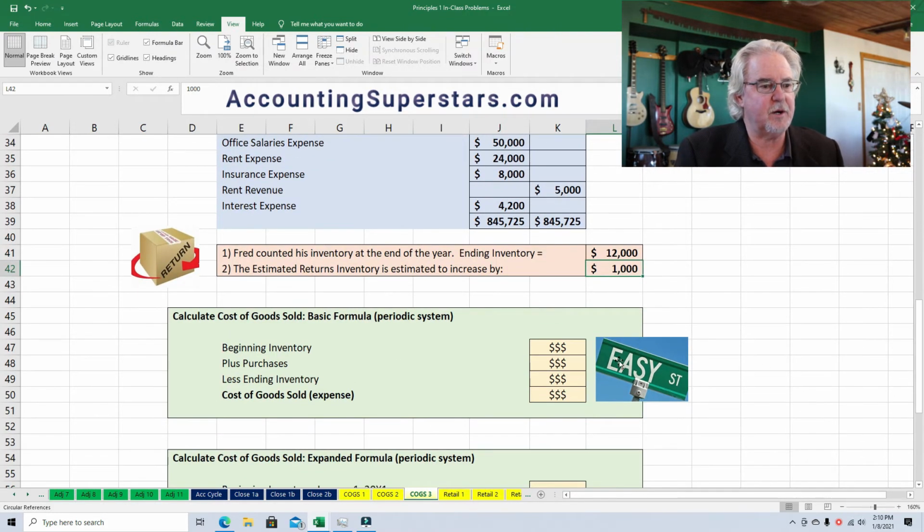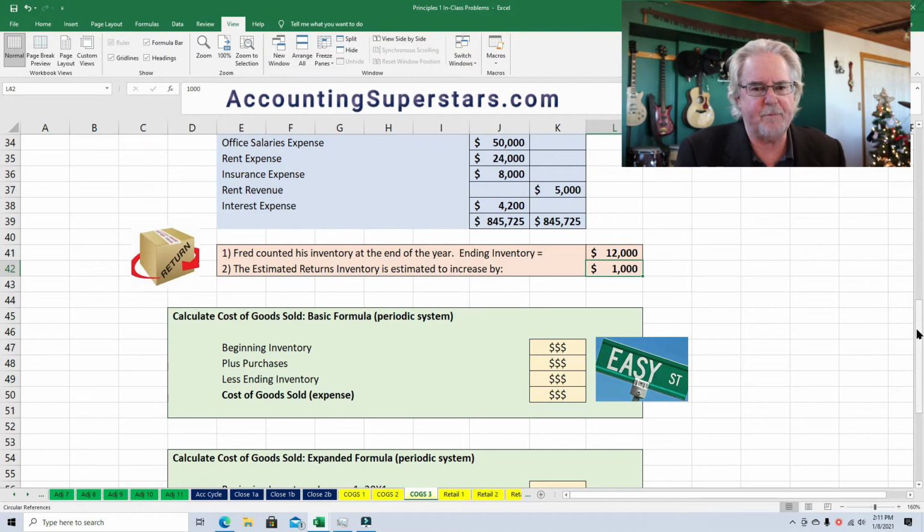All right, so here's our basic formula. And again, this is using the periodic system. Beginning inventory plus purchases minus ending inventory is cost of goods sold. Memorize that. You're going to use it a lot in this class, and if you take managerial accounting next semester, you're going to use it even more. So just remember that formula. And that's the formula that I remember.